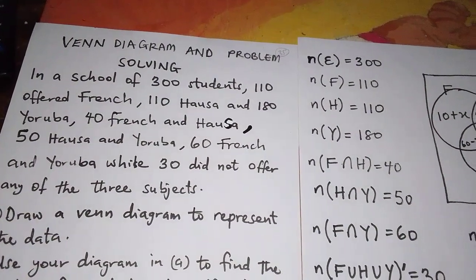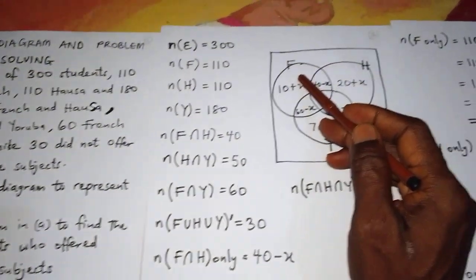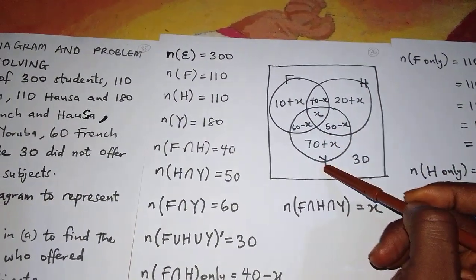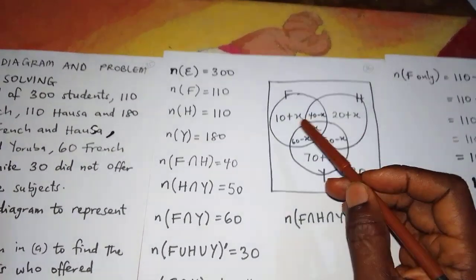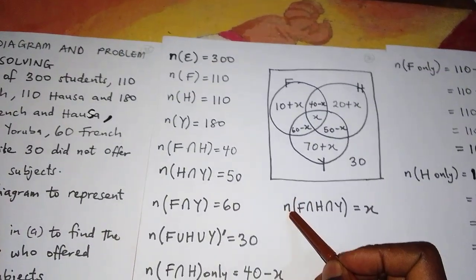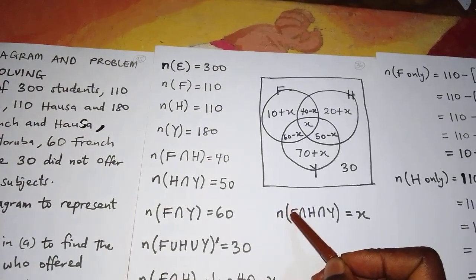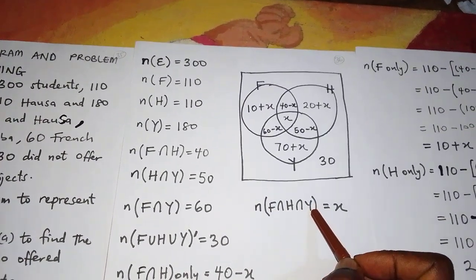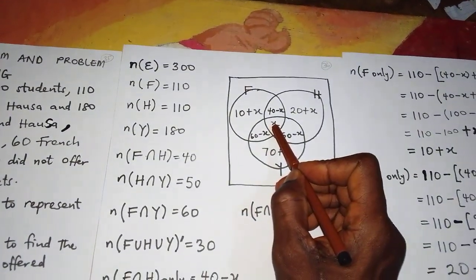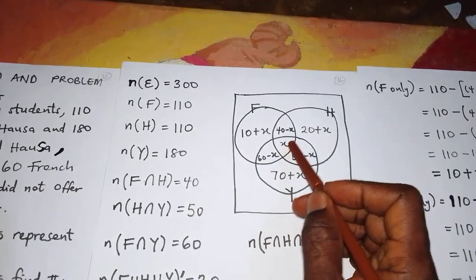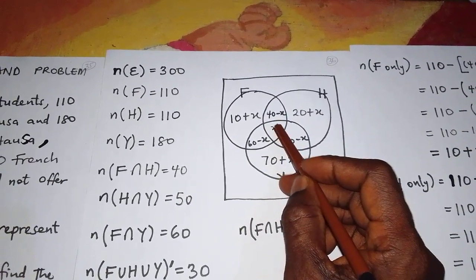So to draw the Venn diagram, first of all, you draw the three circles, one for French, one for Hausa, and one for Yoruba. So we need to know those that offer the three subjects. We were not given the information. So those that offer the three subjects, that is French intersection Hausa intersection Yoruba. Let's use X to represent it. So this X will be where those three circles intersect. So this X represents those that offer the three subjects.